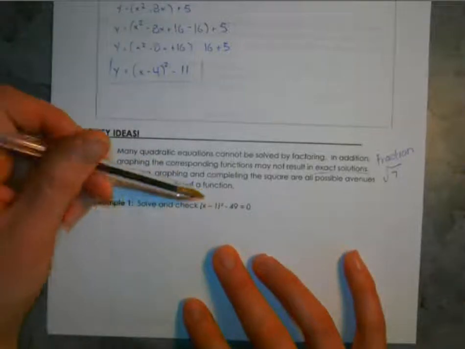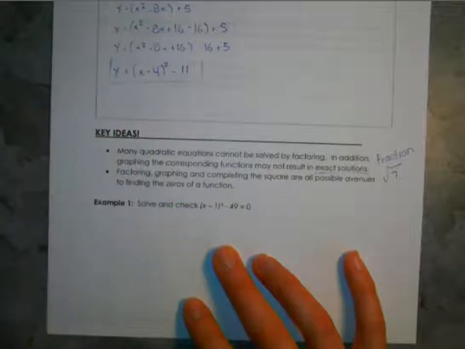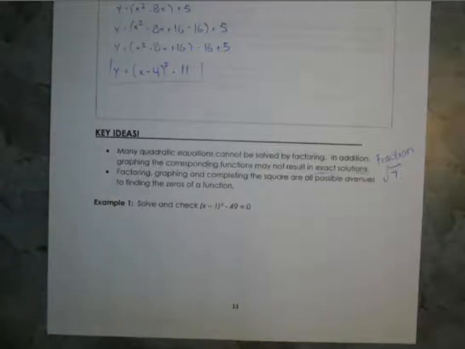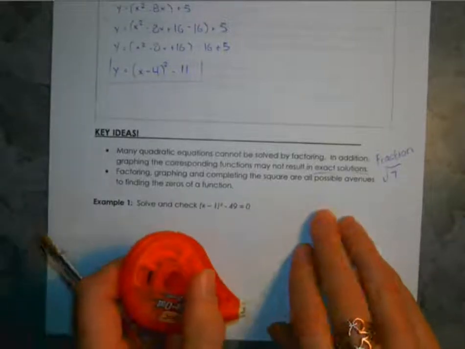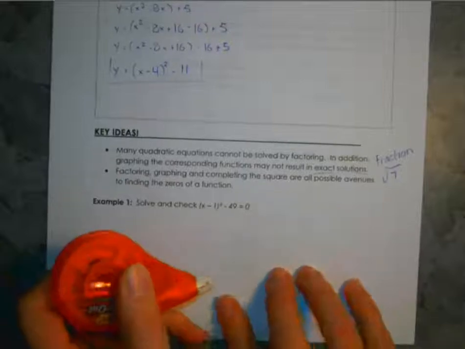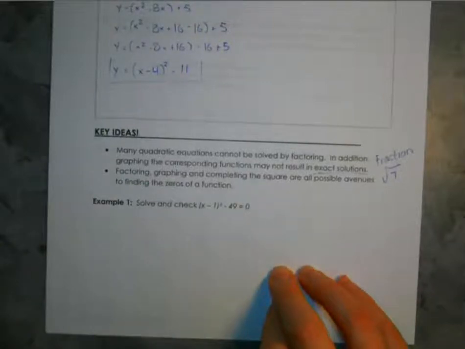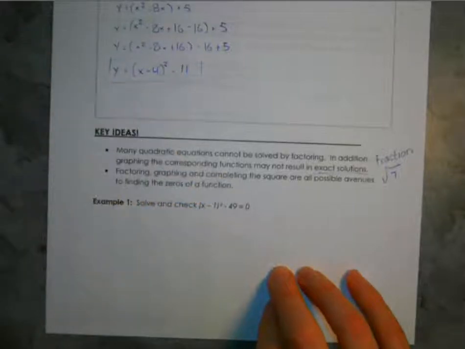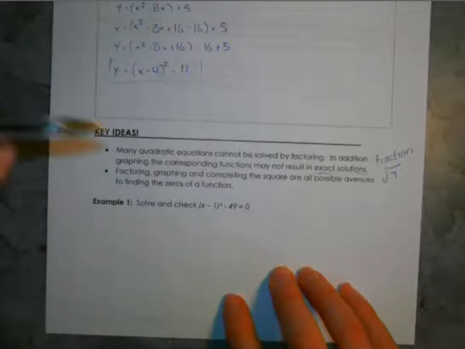It says solve and check for x minus 1 squared minus 49. Now, even though we're looking at completing the square in this lesson, what I want you guys to keep in mind always is all of the different methods. Especially if you think back to lesson 4.2 part 1, we talked about some different formats of equations that you'll see. And if you can recognize those easily, then you will be able to factor more easily.